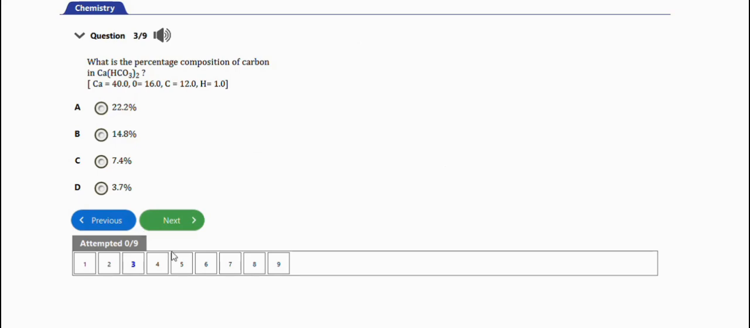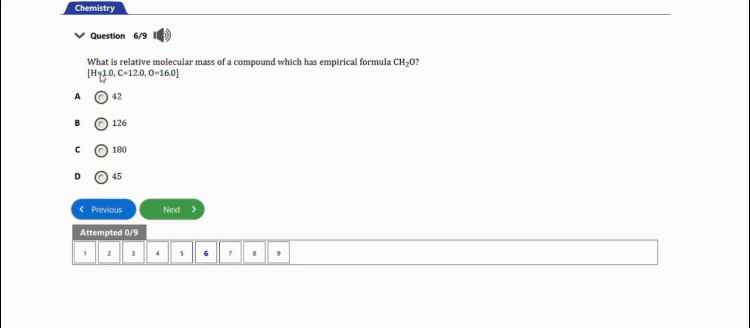The next repeated question says, what is the relative molecular mass of a compound which has this empirical formula? Let me show you. This question is actually very simple. Let me give you the idea of how to solve this. Firstly, what's the molar mass of this empirical formula? How many atoms of carbon do we have? We have 1. The atomic mass of carbon is 12. So this will give us 12 plus hydrogen, 2 atoms of hydrogen.